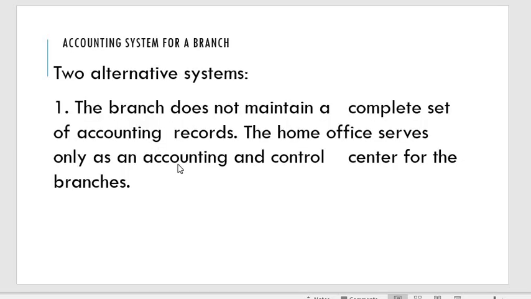So there are two alternative accounting systems sa branch. First, the branch does not maintain a complete set of accounting records. This happens when the accounting system is centralized. So nangyayari, the branch maintains only limited accounting records and submits source documents to the home office for entry in the centralized accounting system. Or parang ang nangyayari, it's just the same with an agency, na walang separate accounting record.